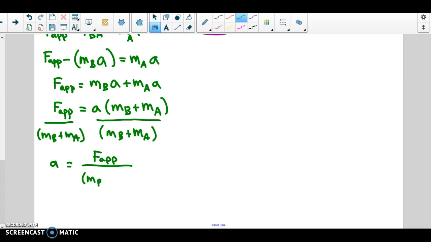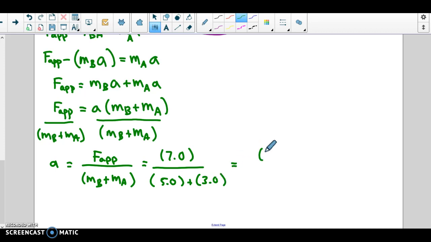So in my next step, I'll just substitute in the numbers that I'm given. The applied force was just 7 newtons. Mass B was 5 kilograms. Mass A was 3 kilograms. So that gives me 7 divided by 8, keeping track of significant figures, which gives me 0.875 meters per second squared to 2 significant figures, and that's in the positive direction. So that's one way to solve the problem.